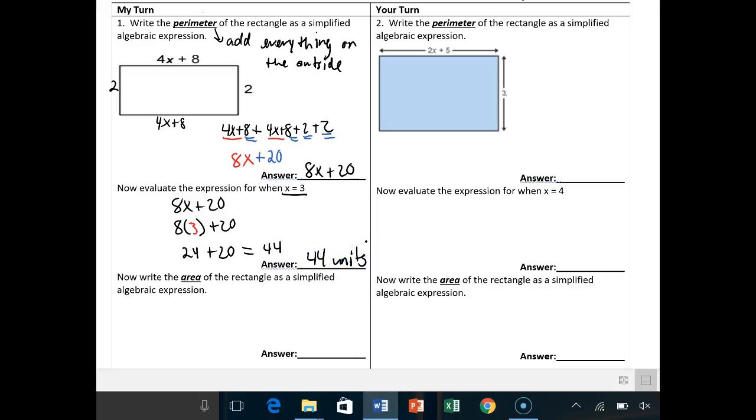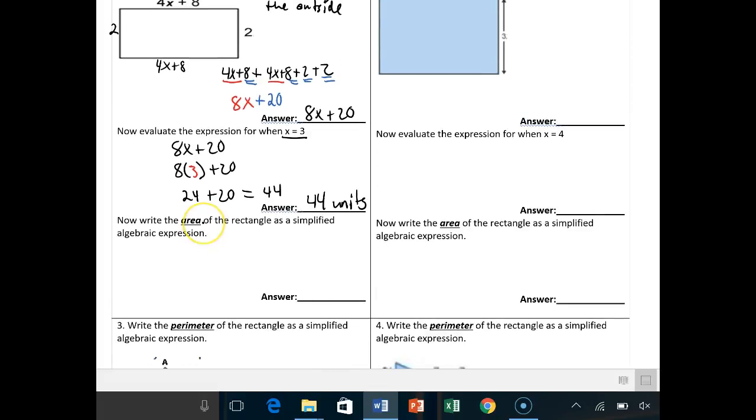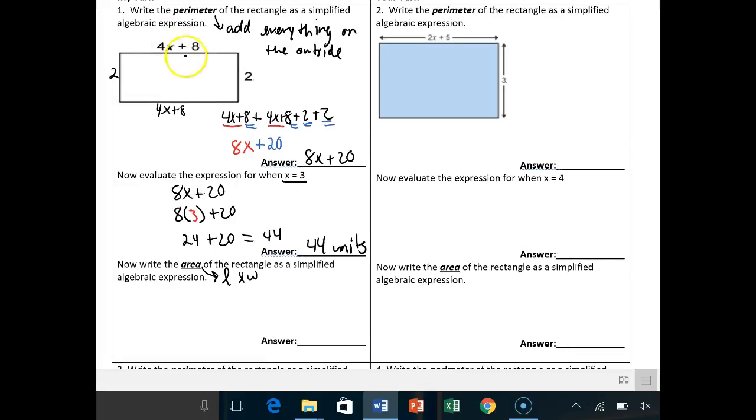All right. Now, I want you to write the area of the rectangle as a simplified algebraic expression. So the area is we're going to multiply the length times the width. All right, so in our case, the length is 4x plus 8, and the width is 2. So I'm going to say 2 times, but instead of saying times, I'll say parentheses, 4x plus 8. And look what I have. I have a distributive property problem. So 2 times 4x gives me 8x, and 2 times 8 gives me 16. So 8x plus 16 is my answer.